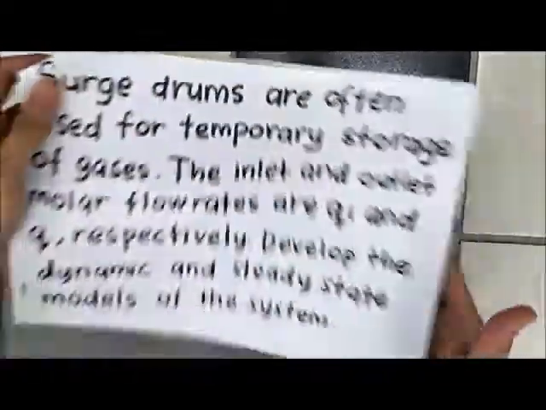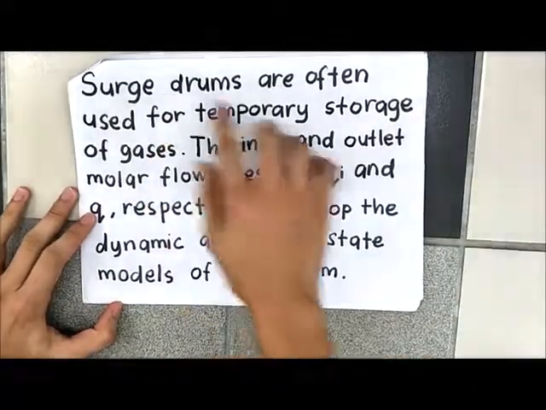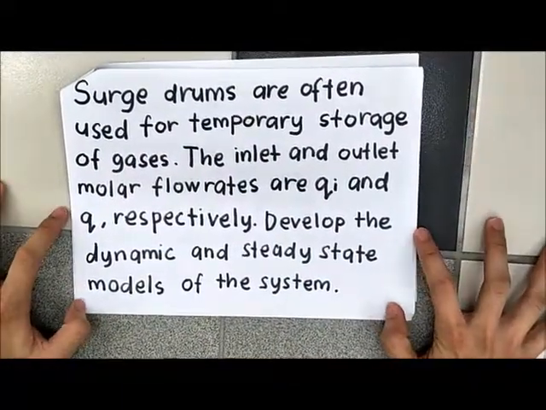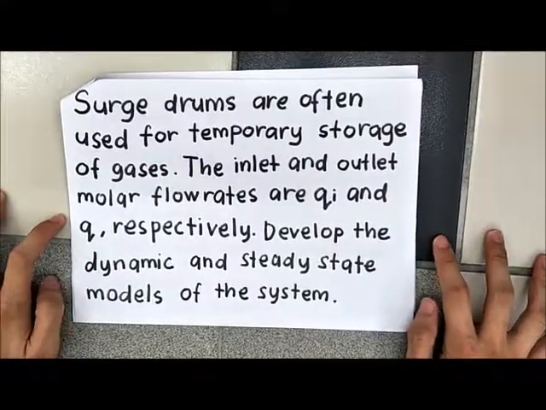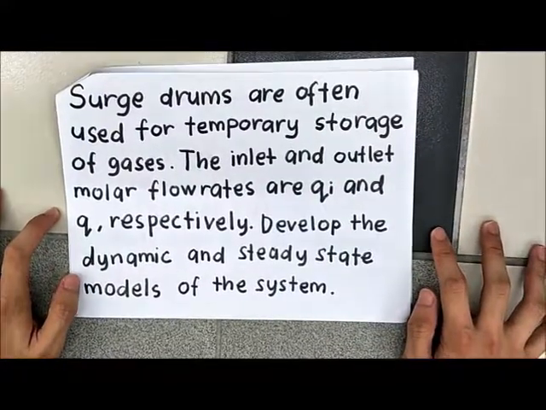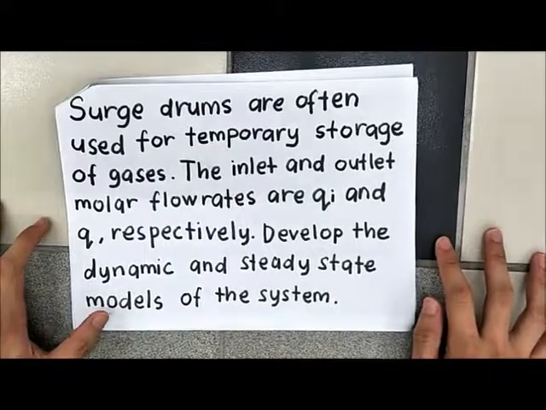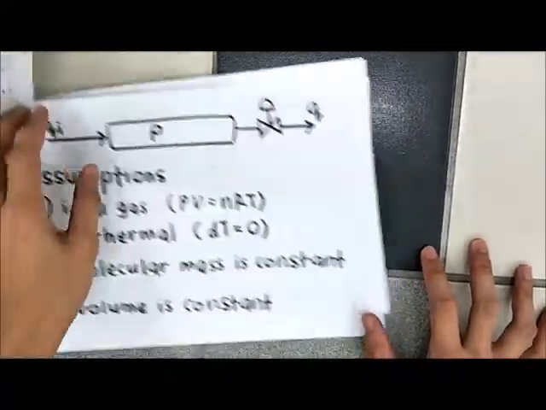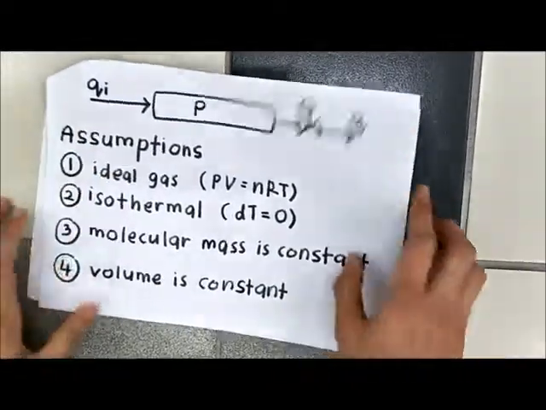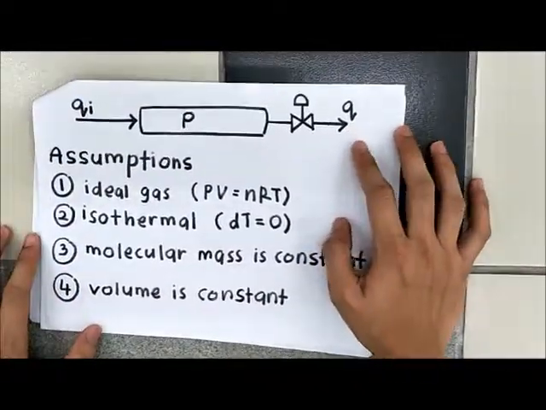Question 1. Surge drums are often used for temporary storage of gases. The inlet and outlet molar flow rates are Qi and Q respectively. Develop the dynamic and steady state models of the system. So the surge drum is shown as below, and the Qi and Q are shown.